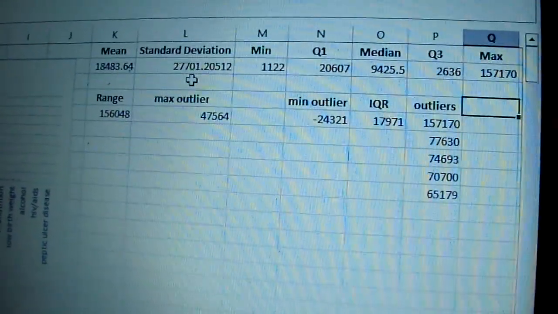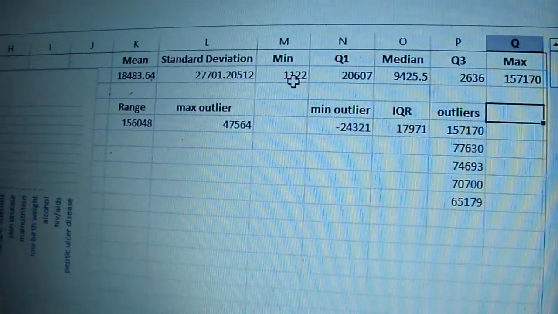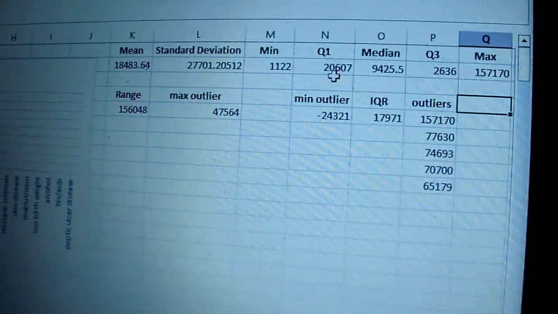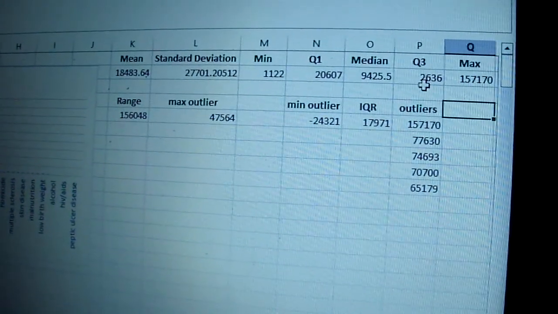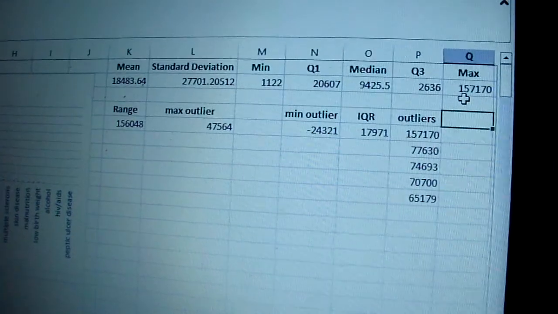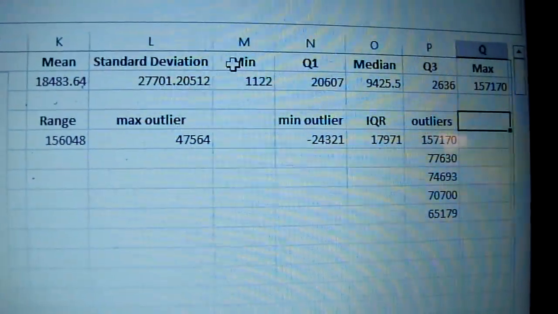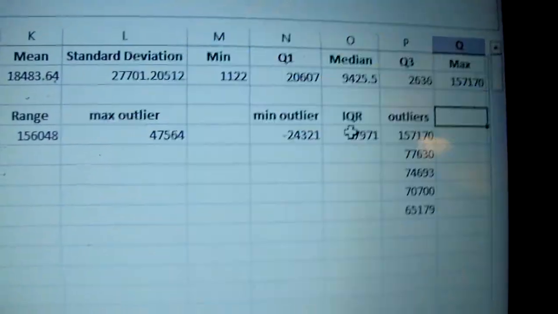And if you look over here, I got the mean and standard deviation of the data, and this is of the first 50 points, and the minimum, quartile 1, which is just above the 25%, the median, quartile 3, which is just above 75%, and then the maximum.